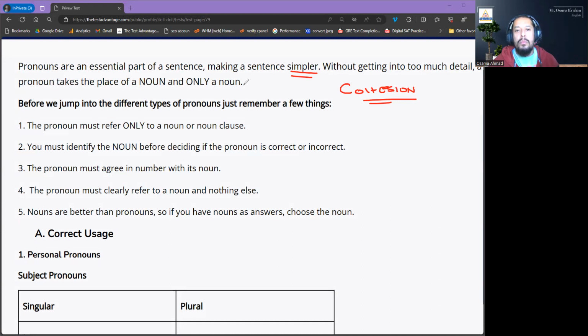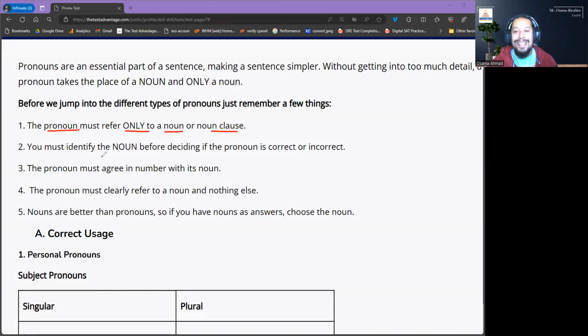Now, من غير ما نتكلم كتير، أهم rule انتوا لازم تفهموها. The pronoun goes to a noun and only a noun. Pronoun يرجع لكلمة واحدة مش كلمتين. So it's really important to تفهموا البوينت ده. The pronoun can only be connected to a noun. So let's see these, right? Before we jump into the different types of pronouns, let's remember, number one, the pronoun can only go to a noun or a noun clause.